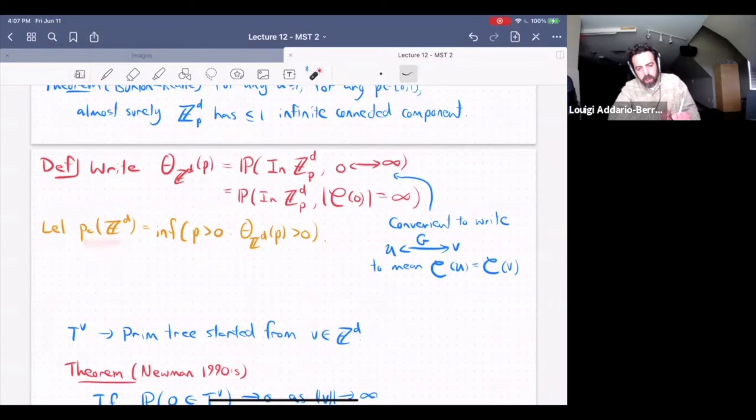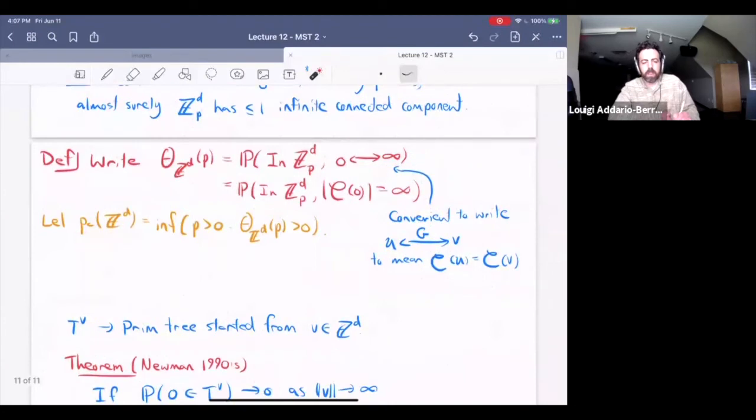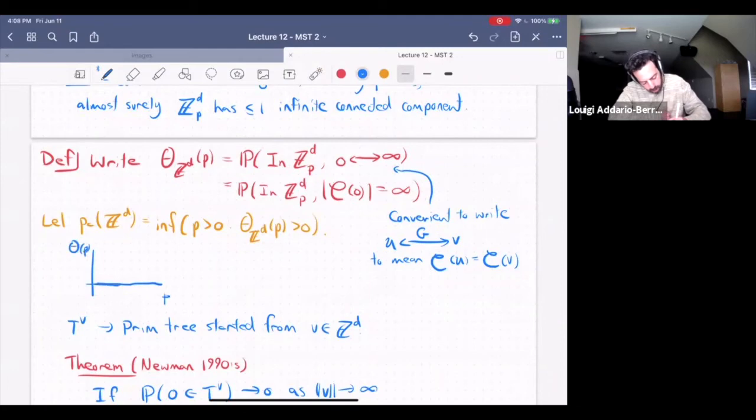So we look at the smallest value where there is a positive chance of occurring, and then you can ask, at that value, is there actually a positive probability of seeing an infinite component or not? So if we graph theta of p, so if this is p and this is theta(p), then the graph is 0 for a while until p_c, and then it's increasing after p_c, and there may or may not be a jump, a discontinuity in the graph at this value.